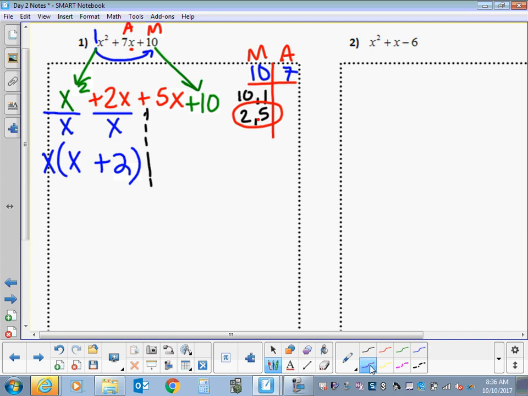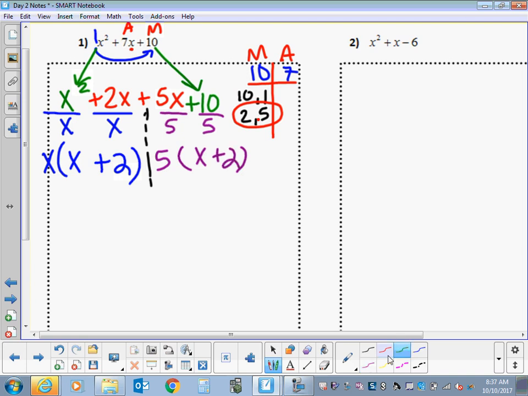On the other side, what's my GCF of 5x plus 10? They both have what in common? 5. So my GCF is 5. Once you write your GCF, bring it on the outside. What is 5x divided by 5? X. What is 10 divided by 5? 2. Once we get here, we need to check.